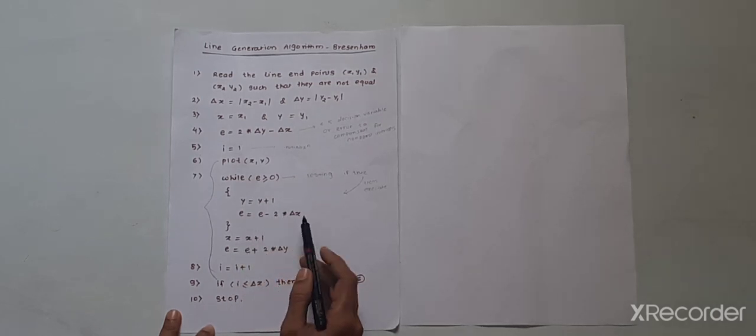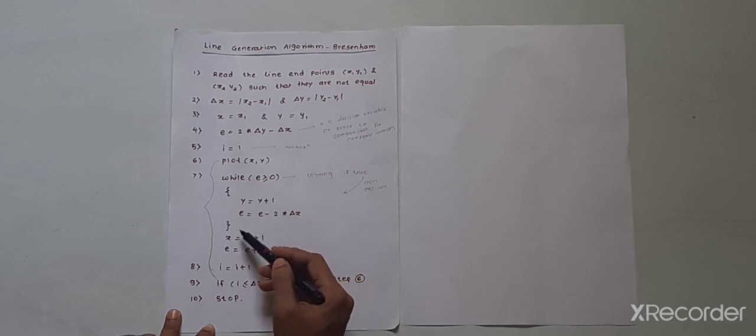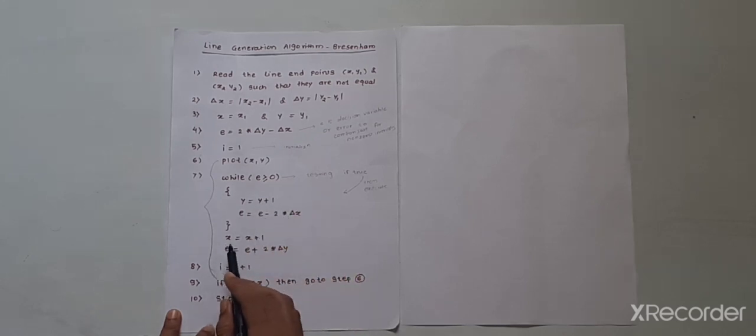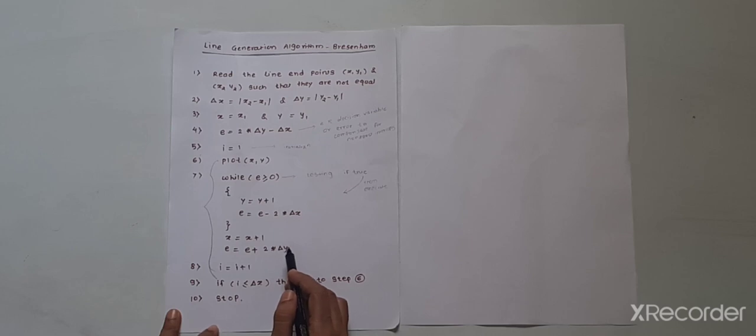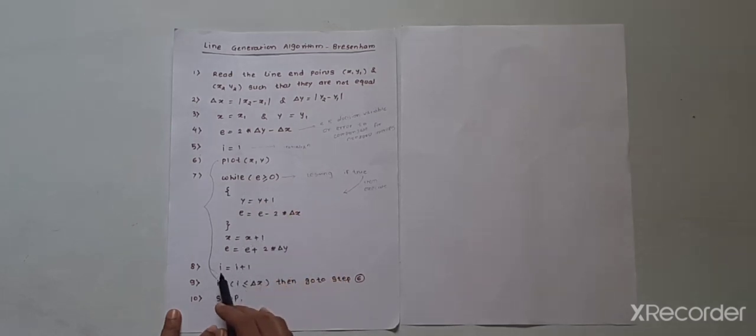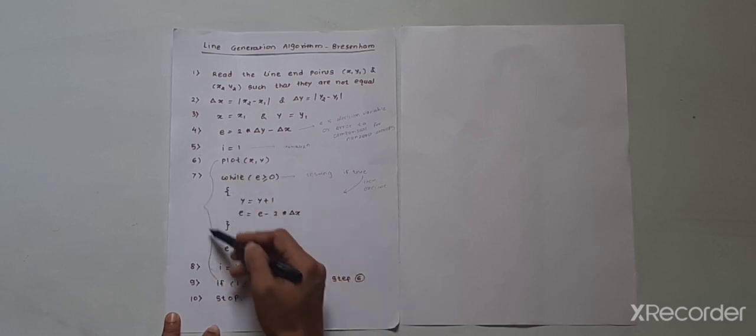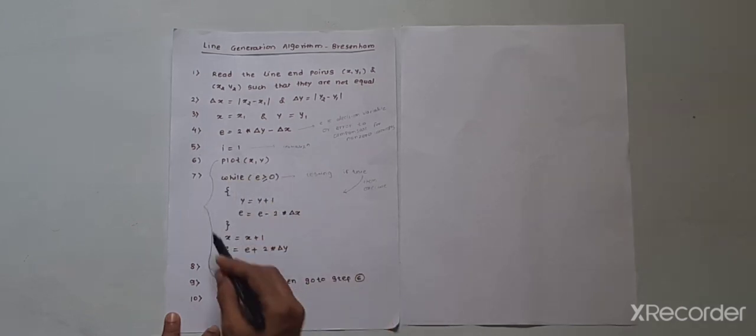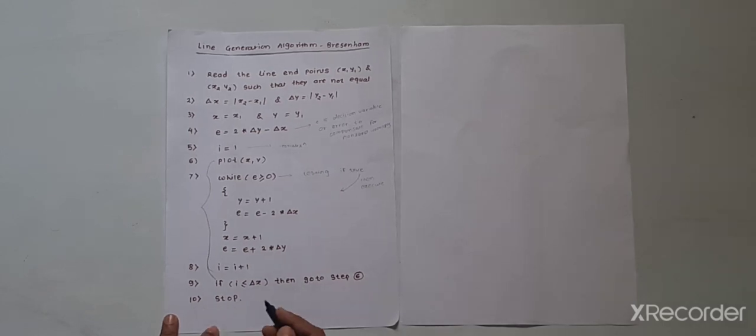delta x. Whether this condition is true or false, the next statement which is going to execute is x is equal to x plus 1 and E is equal to E plus 2 into delta y. After execution of all these, we have to increase the value of I. I is equal to I plus 1. Now, we have to check our I value condition: if I is less than or equal to delta x, then we have to repeat all these steps from the plotting one. So, that is go to step number 6. And finally, there is a stop.